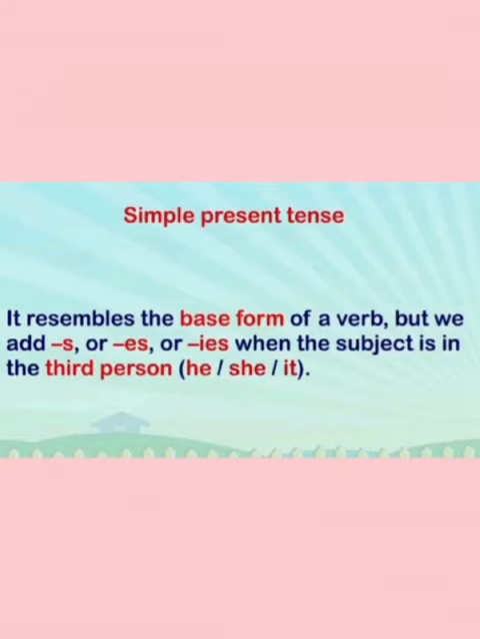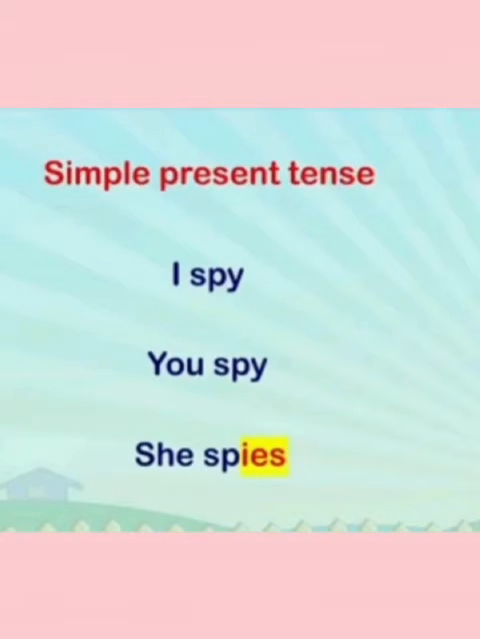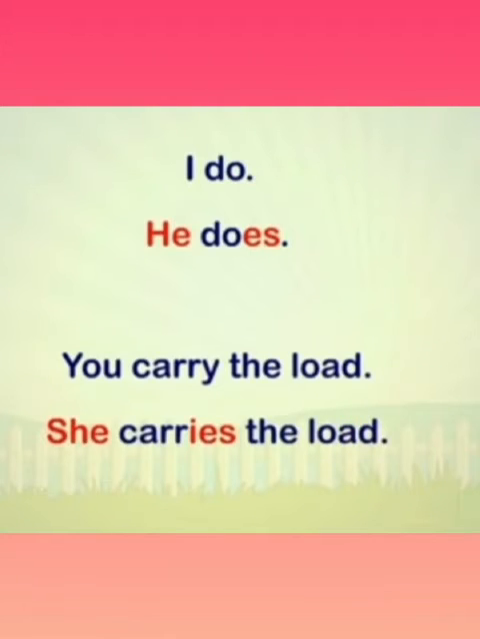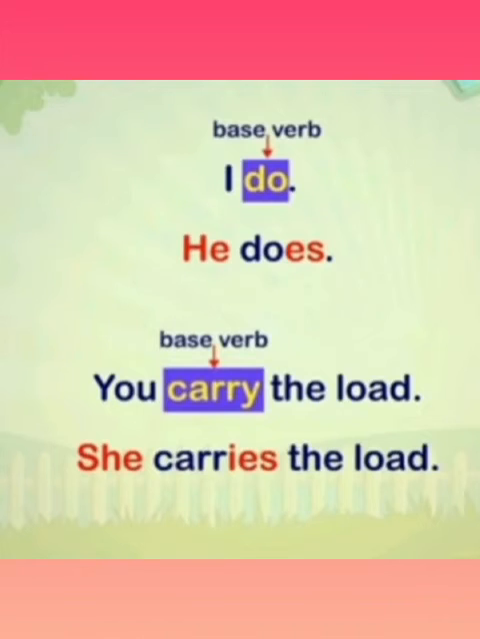For example, I spy. I is the first person. You spy. You is the second person. So we are using the first form of the verb. She spies. She, he, it is the third person. So we add IES to the base verb. I do. Here, do is the base verb and I is the first person. He does. He is the third person. So we are adding ES.